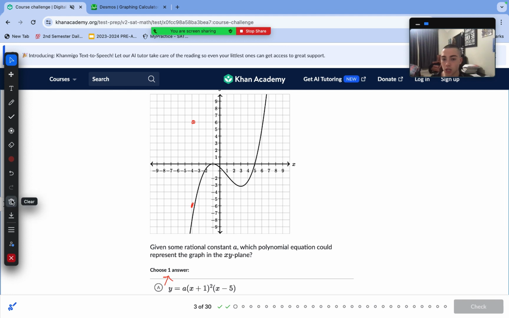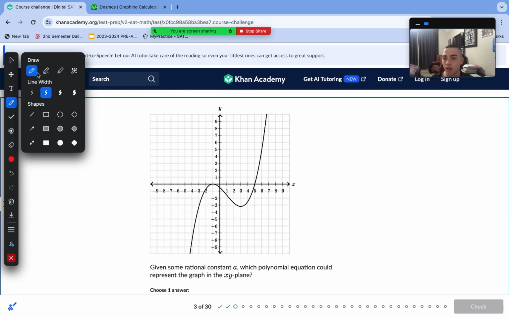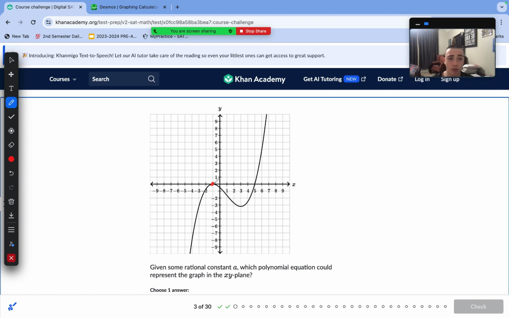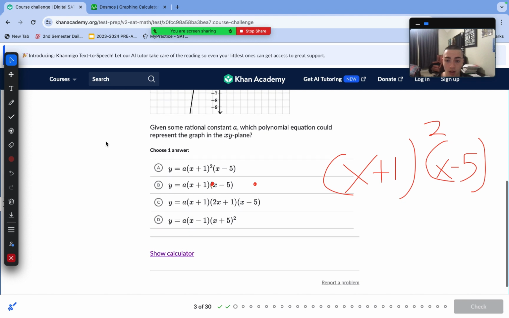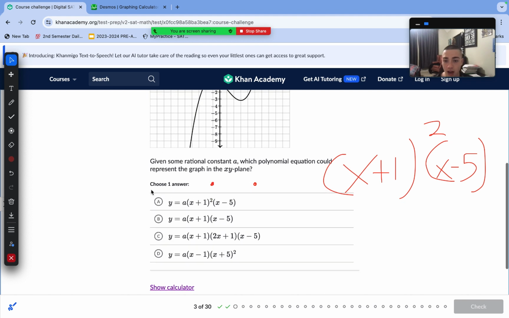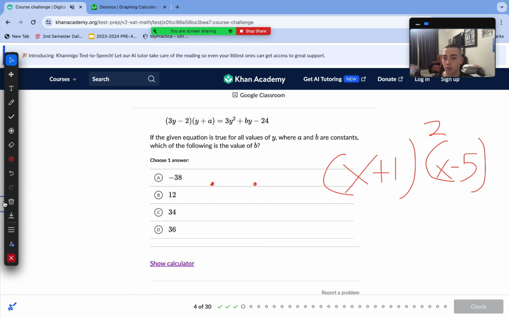On to this next question. What polynomial equation could represent this graph? We need to look at our zeros here. We have one at -1, which is x plus 1, and since it just touches, that would be represented by x plus 1, this factor squared. And then we have this 0 right here, +5. That would be represented by the factor x minus 5. We're just looking for something along the lines of this, and we can see that answer choice A matches that completely.